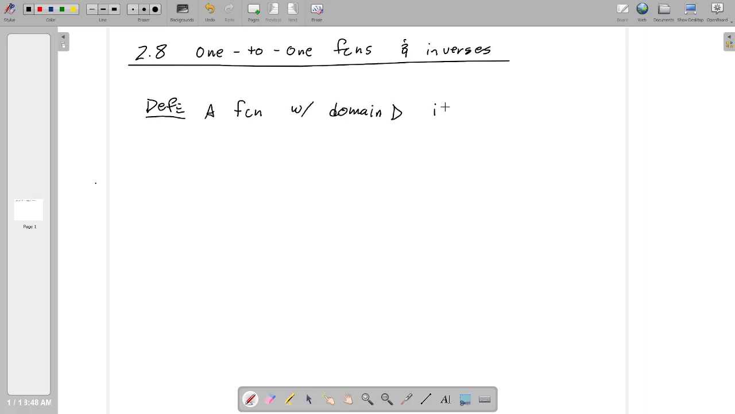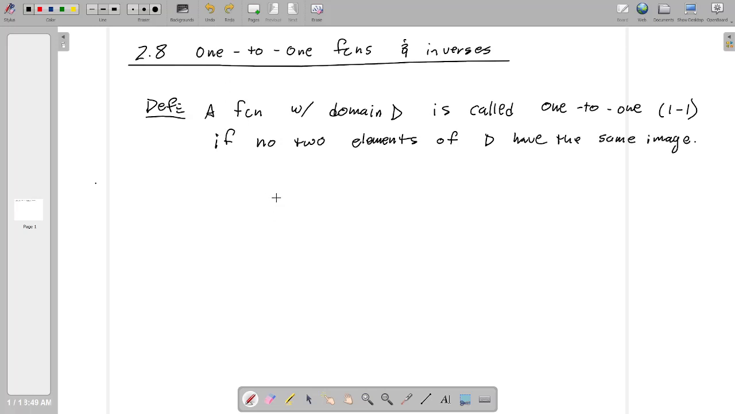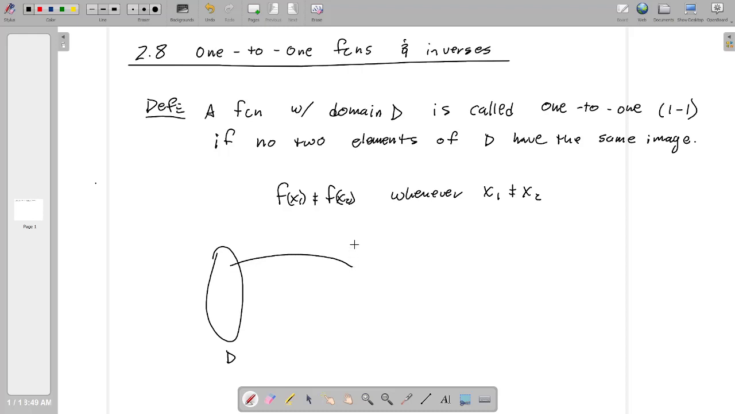A function with domain D is called one-to-one if no two elements of D have the same image. What that means is f of x1 is not equal to f of x2 whenever x1 is not equal to x2. So, if we have two different elements in the domain, then they map to two different elements in the range. That's what it means for a function to be one-to-one. We map one element from the domain to exactly one element in the range.